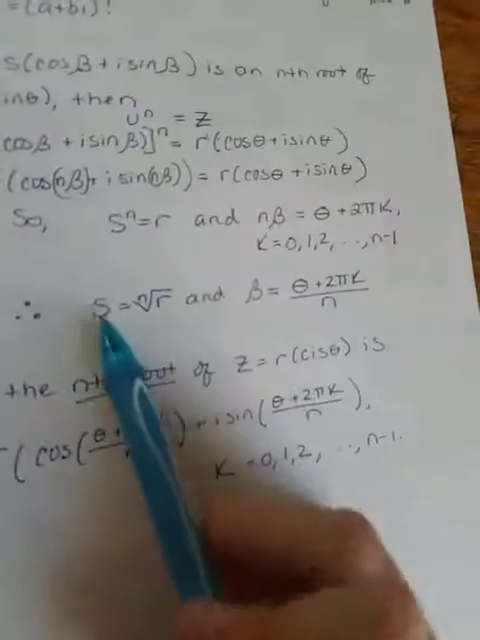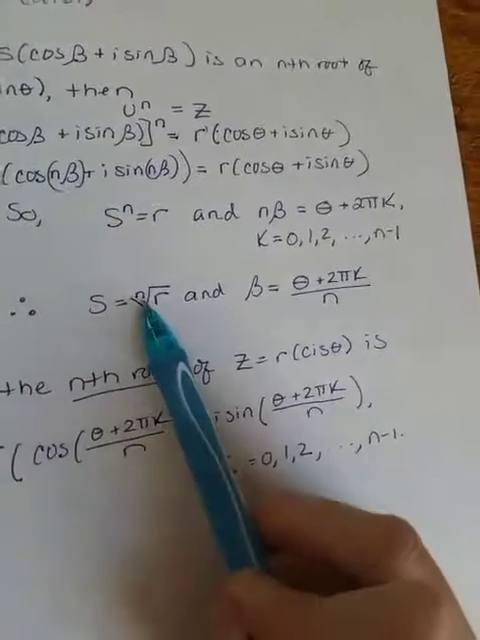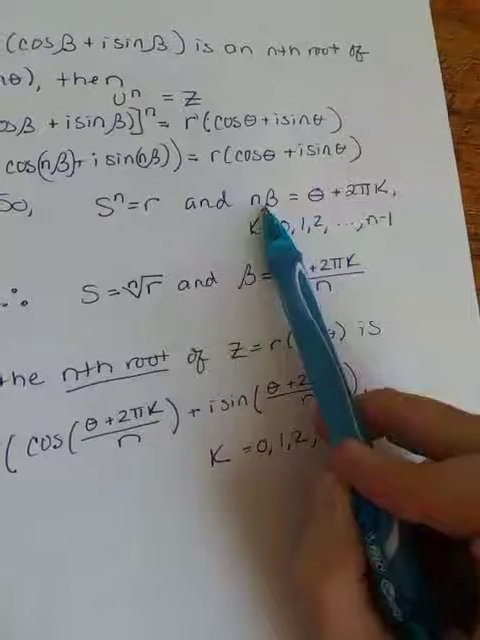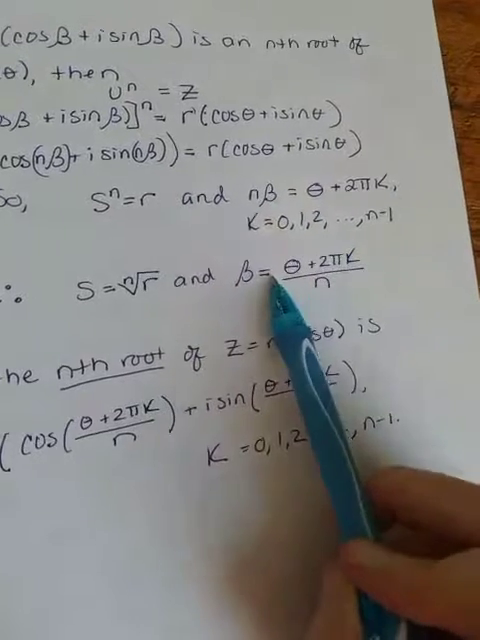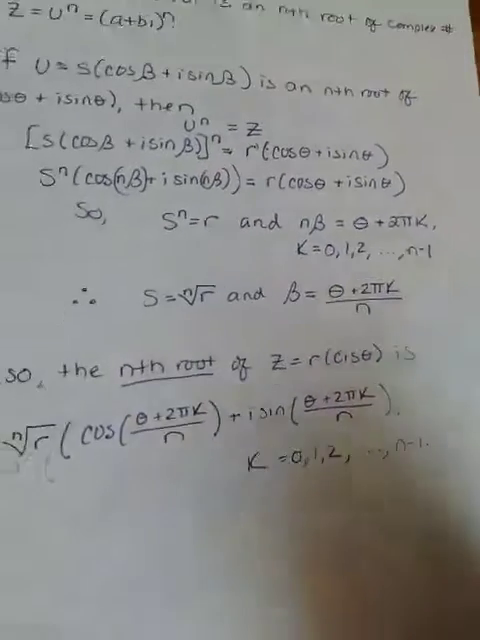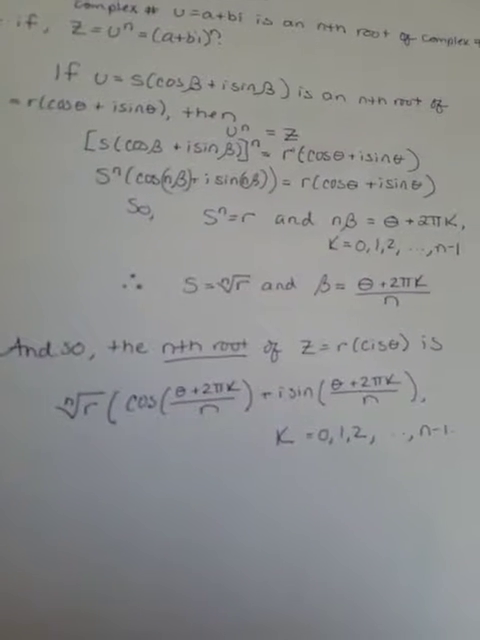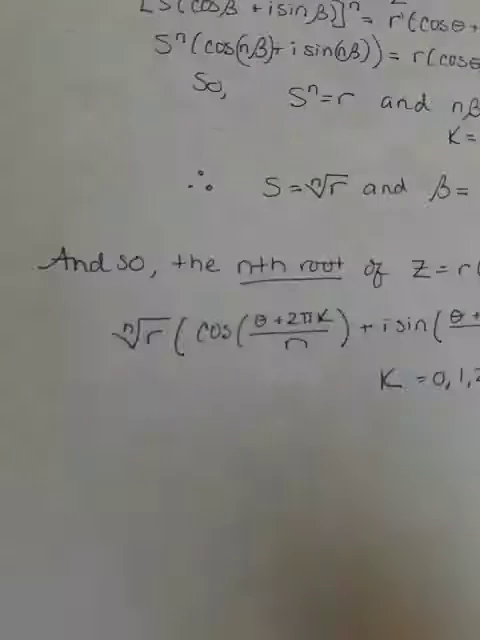Or in other words, your s, if I took the nth root of both sides, is equal to the nth root of r. And if I solve this for beta, beta is equal to theta plus 2 pi k all over n. So would you ever think to do that on your own? Probably not, but this helps us figure out the nth root of z. This is the definition you need.